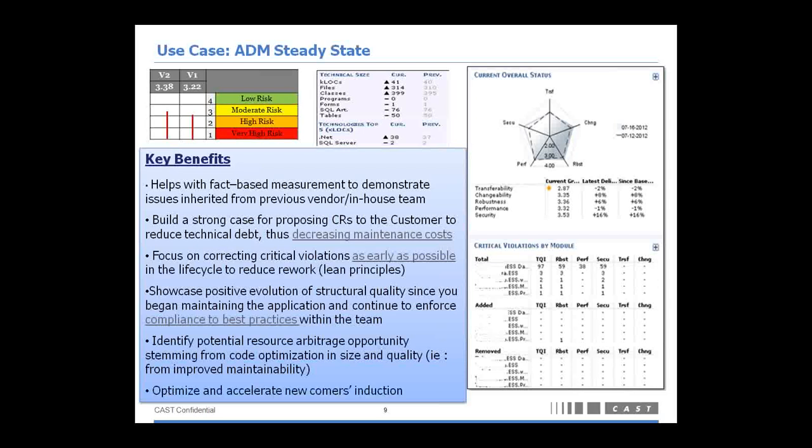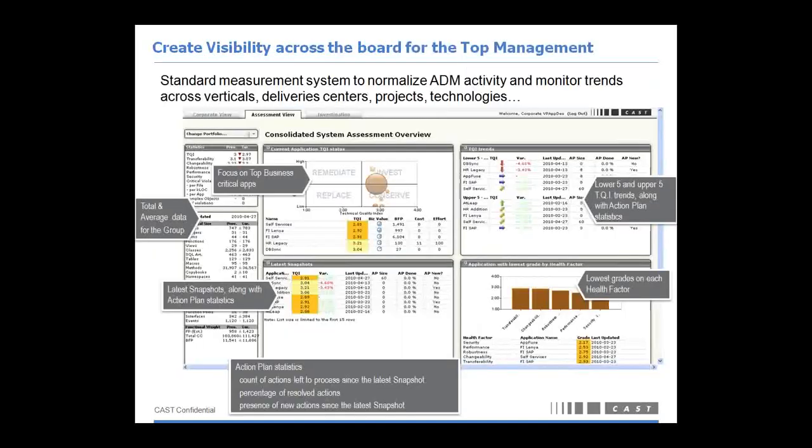And obviously, just as it was helpful from a transition perspective in terms of transition discovery and things like that, from a steady state perspective it again offers a lot of benefits. Cast's ability to give detailed application maps or blueprints helps to optimize and accelerate newcomers' induction. So this is again a significant benefit from an ADM steady state perspective.